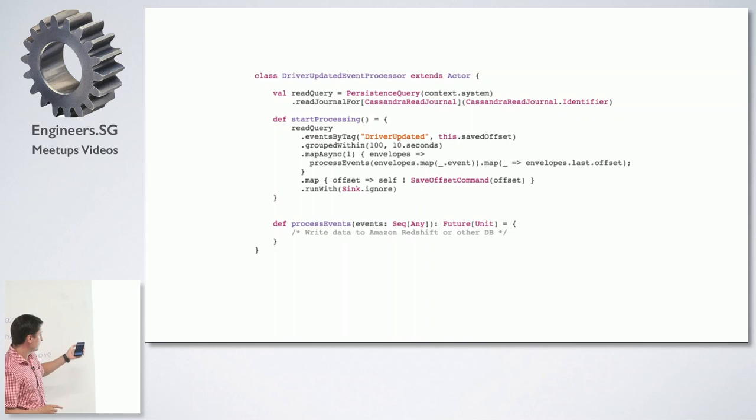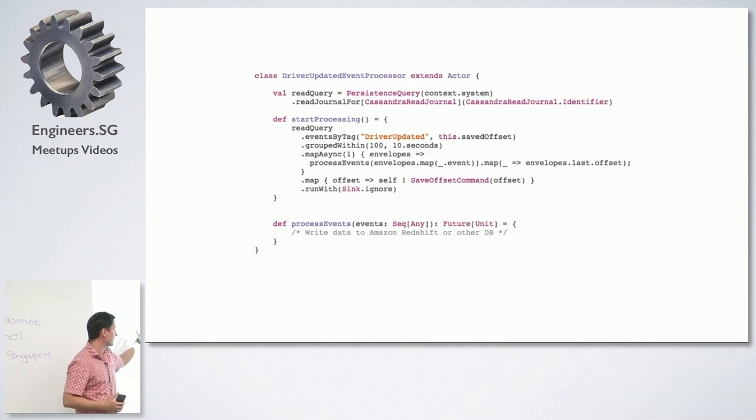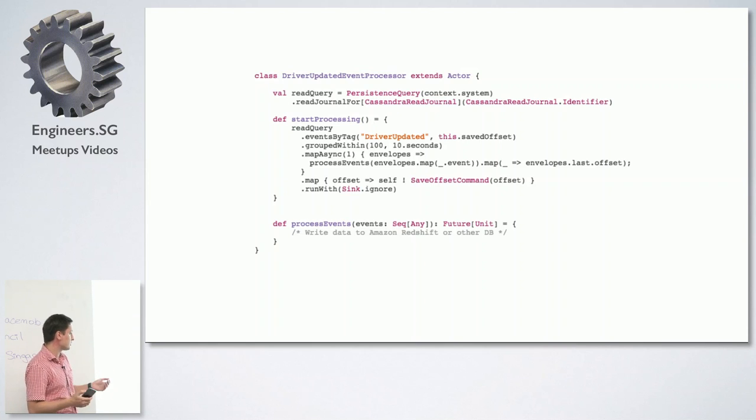This is the code. This is pretty much everything you need to write. We use the persistence query framework from Akka, connect to the Cassandra journal. We run the start processing method, get all driver updated events from the saved offset. We buffer them by 100 entries or 10 seconds. And then we just run the process event function, which does all the transformation or writes directly to the preferred data store. And then we just save the offset of this process. And that's all.